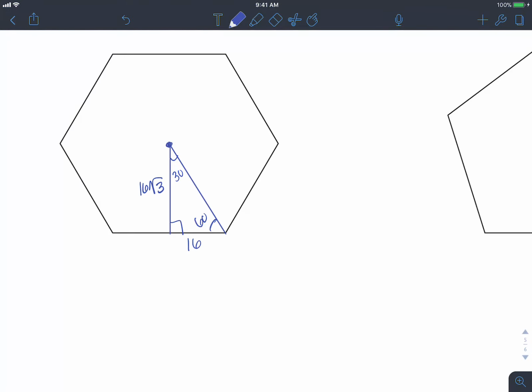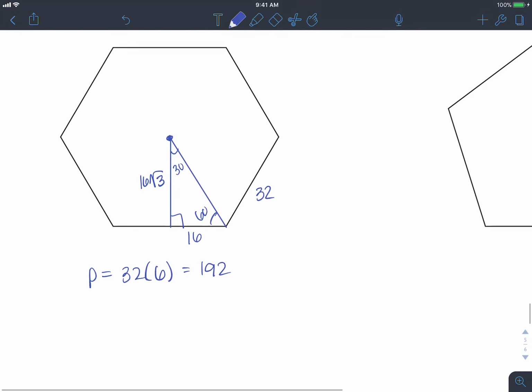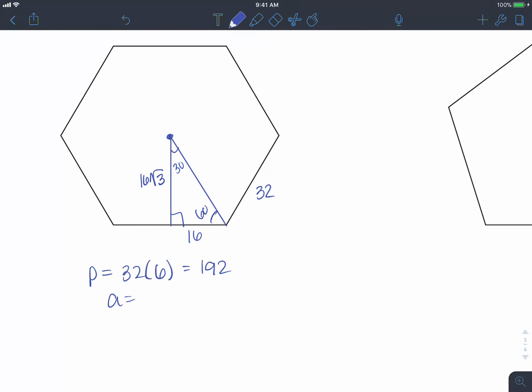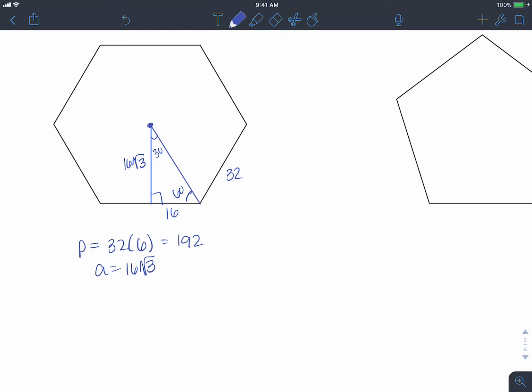If one whole side is 32, we can find our perimeter pretty quick. So our perimeter is 32 times 6, and 32 times 6 is going to be 192. And our apothem is 16 root 3. So it's going to be 1/2 times 16 root 3 times 192. Our total area is 2,660.43.